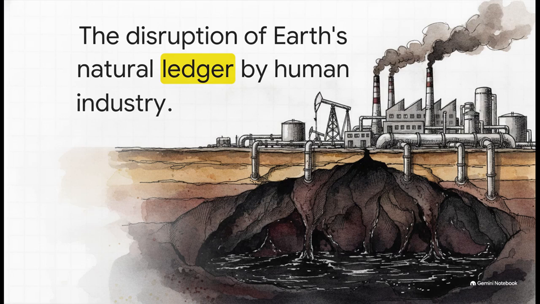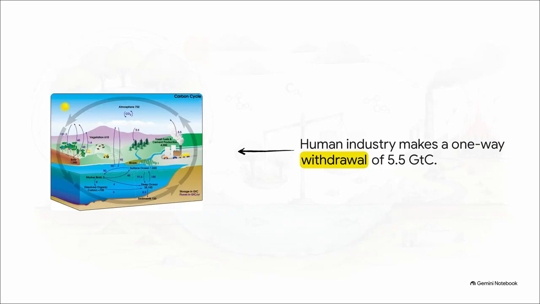Section 3, Human Impact and Fossil Fuels. Now, let's examine the disruption of Earth's natural ledger. Deep underground, nature has locked away 4,000 gigatons of carbon in the form of fossil fuels. For millions of years, this specific account just sat there completely dormant, a locked vault untouched by time. But the crucial point is exactly what is happening to that vault today.